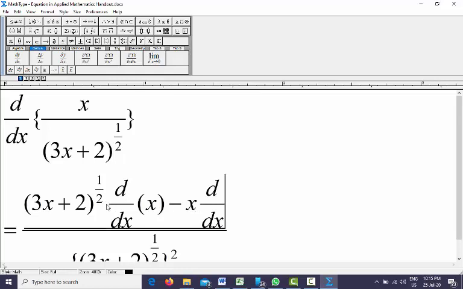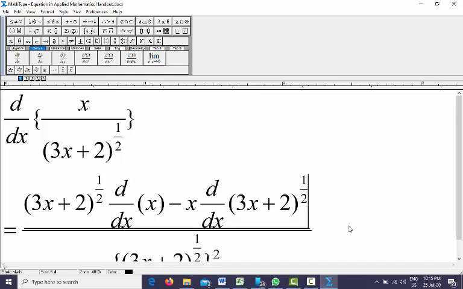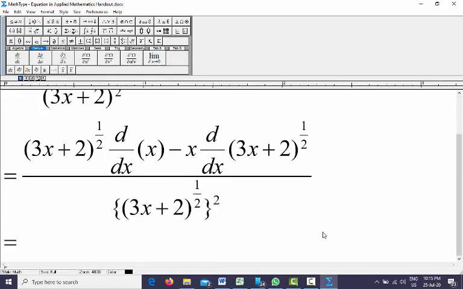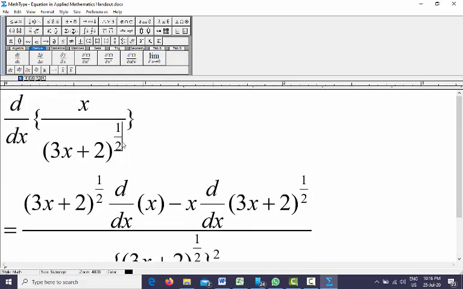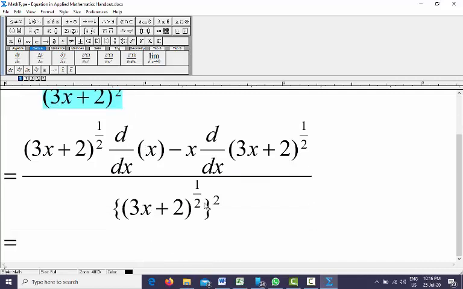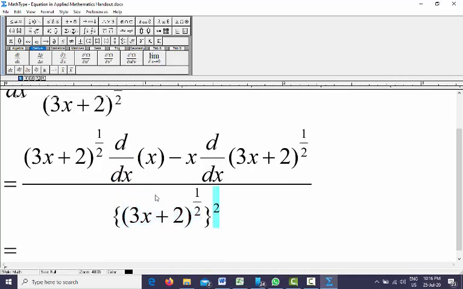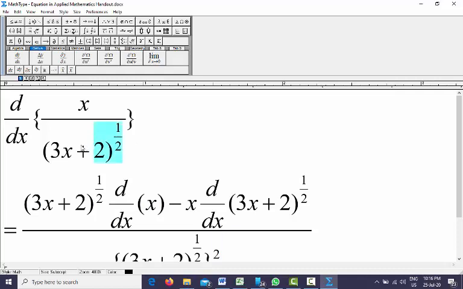Whatever you have behind d by dx should come in front of d by dx. Now I am repeating again: whatever you have in the denominator, you should write that first in the denominator, and then you need to take a square of it. Then again, whatever you have in the denominator, you should write that in the numerator.